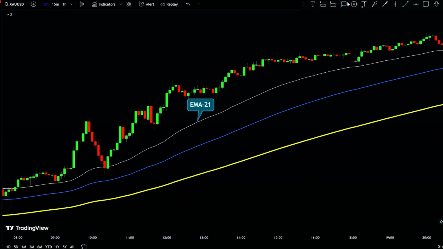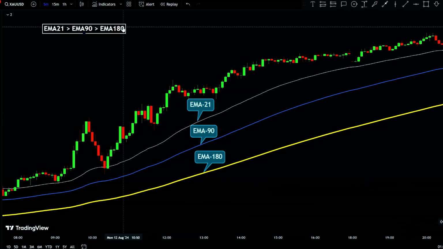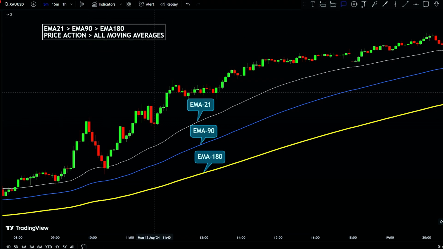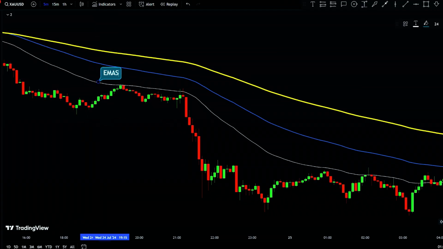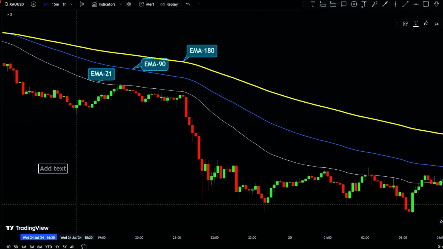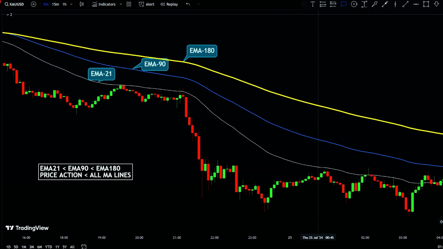The way these moving averages stack up is super crucial to figuring out the trend direction. Here's how it works. Imagine the EMA 21 chilling above the others, the EMA 90 vibing in the middle, and the EMA 180 hanging out below them all. And if the price action is above these MA lines, it's clear skies for an uptrend, my friend. And when it comes to a downtrend, the moving averages will stack up a little differently. Imagine the EMA 21 chilling at the bottom, the EMA 90 vibing in the middle, and the EMA 180 hanging out on top. If the price action is below these MA lines, it's a clear sign of a downtrend.